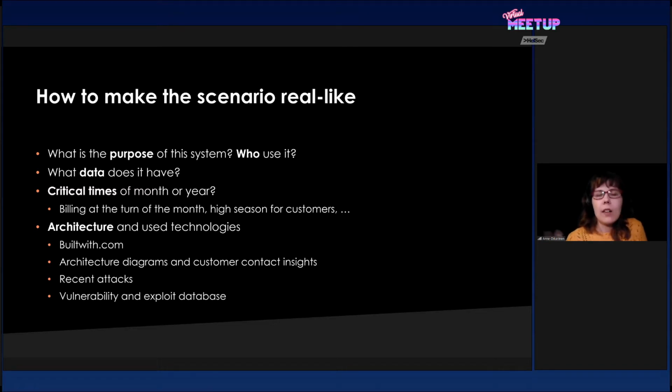And then, of course, the architecture of the system and the technologies used. If the system is online and accessible, I use builtwith.com to check what it's roughly made of. Of course, if you can get hold of architecture diagrams or other documentation, that will help you. Also recent attacks on the system, vulnerability and exploit databases, all that.